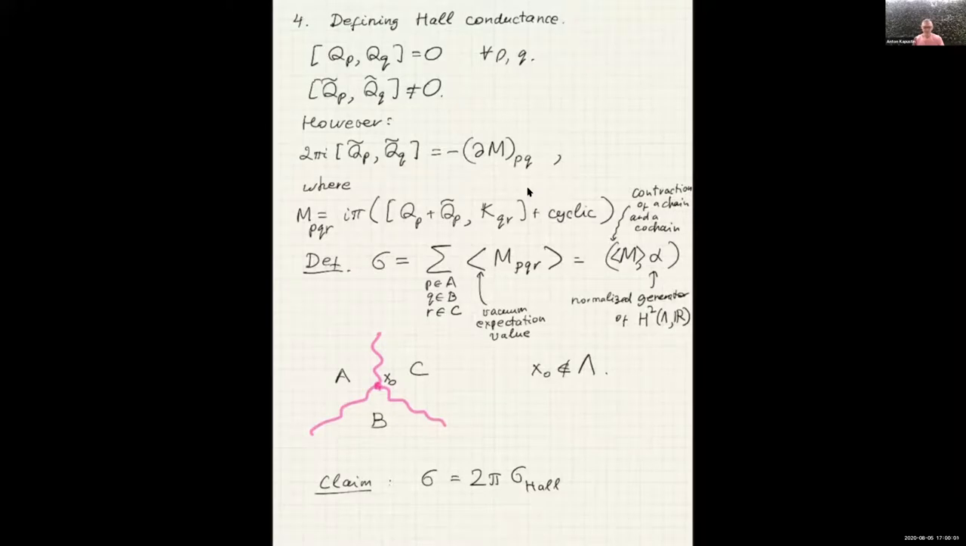So there's some bad notation here. In the previous lecture, I used brackets to denote contraction of a chain and a cochain. And in this lecture, I have lots of expectation values, and I also use these brackets. So from now on, I'm going to use parentheses to denote contraction of a chain and a cochain, while angle brackets will still stand for the expectation value. So, anyway, that's my numerical invariant in a sense. And the claim actually is that this is, up to a factor of 2 pi, the Hall conductance.